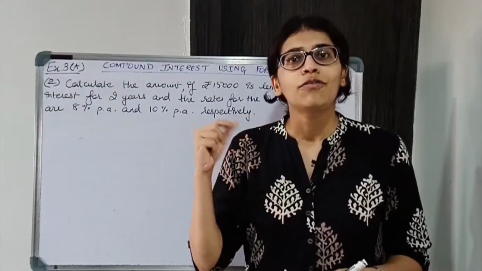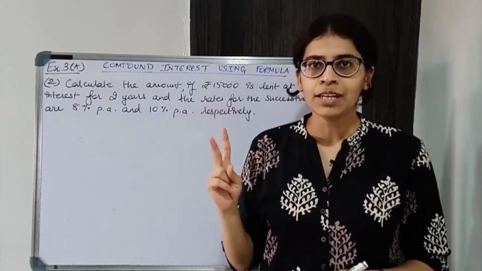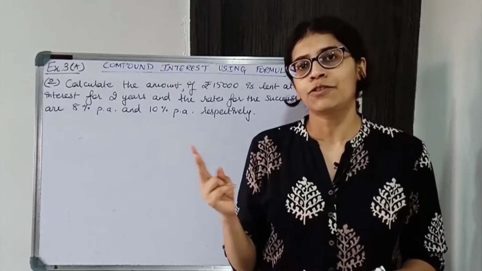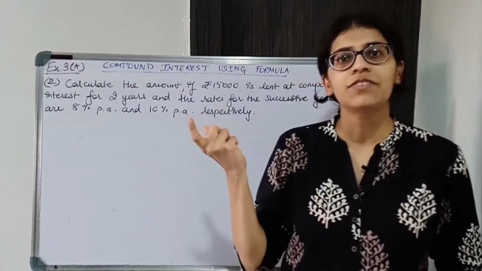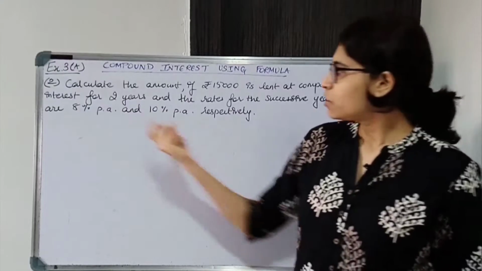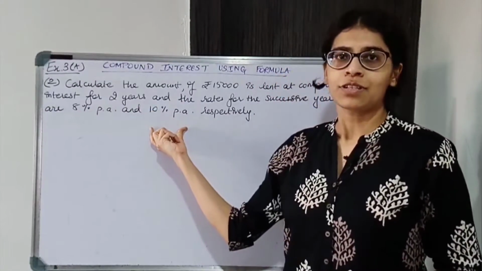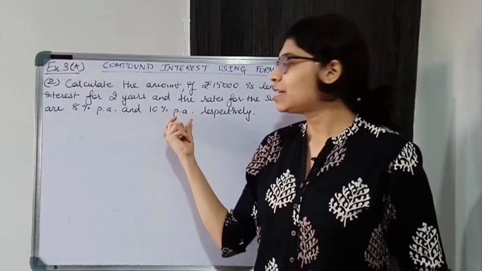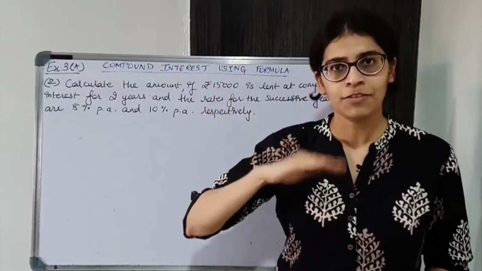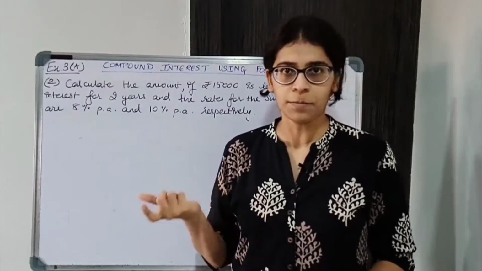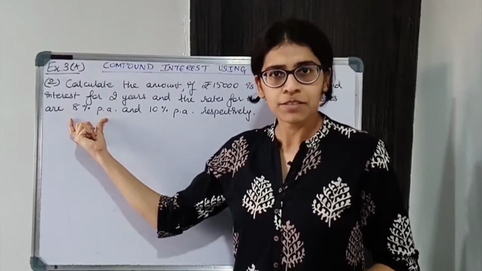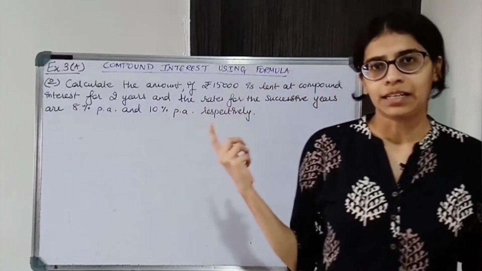Here the rate of interest for both the years, invested for 2 years and the rate of interest for both years is different. Okay, successive years, that is back to back, one after the other. So the first year's rate of interest is 8%, the second year's rate of interest is 10% per annum. PA stands for per annum, that is annually. Every year's rate of interest. Okay, so 8% for the first year, 10% for the second year.